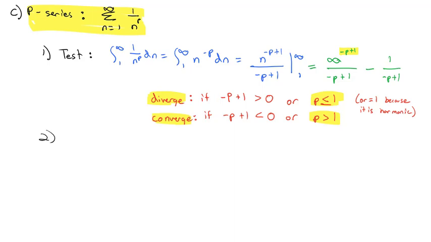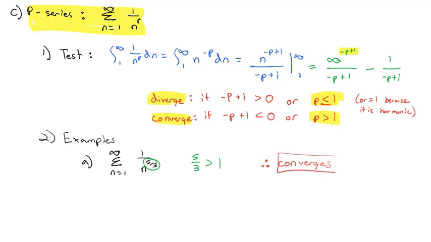Let's try some examples really quick to wrap up this video. First, let's consider the sum as n goes from 1 to infinity of 1 over n to the 5/3. Well, this is a p-series because it's 1 over n to some exponent, and that 5/3 is greater than 1. Because it's greater than 1, we know it converges. Similarly, we can look at the sum as n goes from 1 to infinity of 1 over n to the 2/5 power. Well, looking at that exponent, 2/5 is less than 1. Because it's less than 1, this p-series diverges.